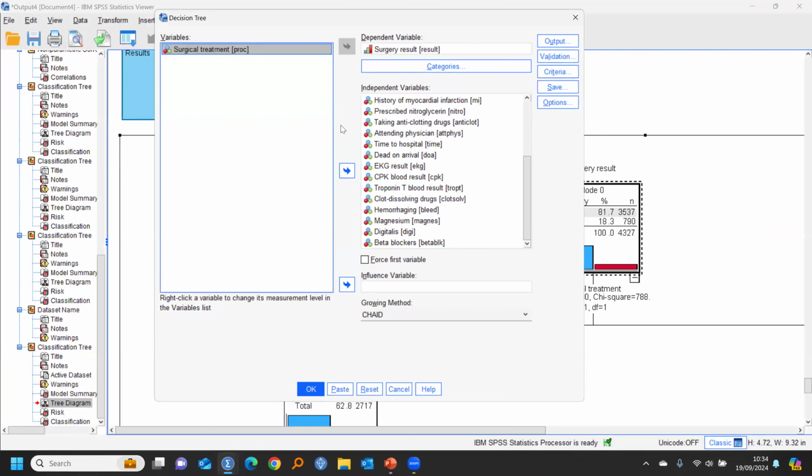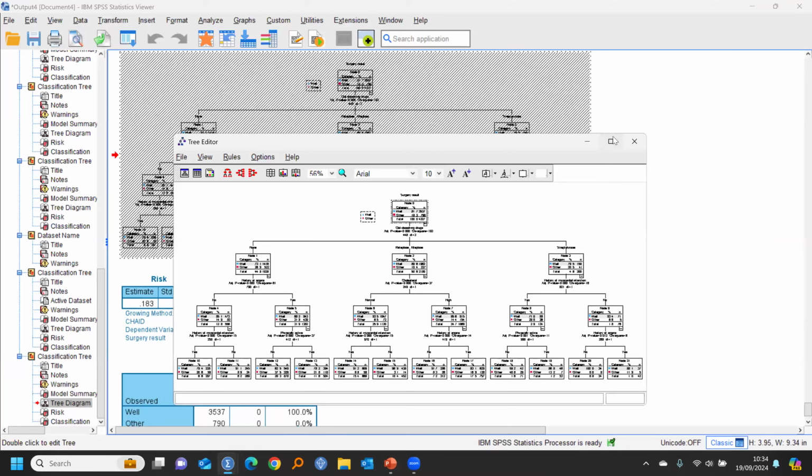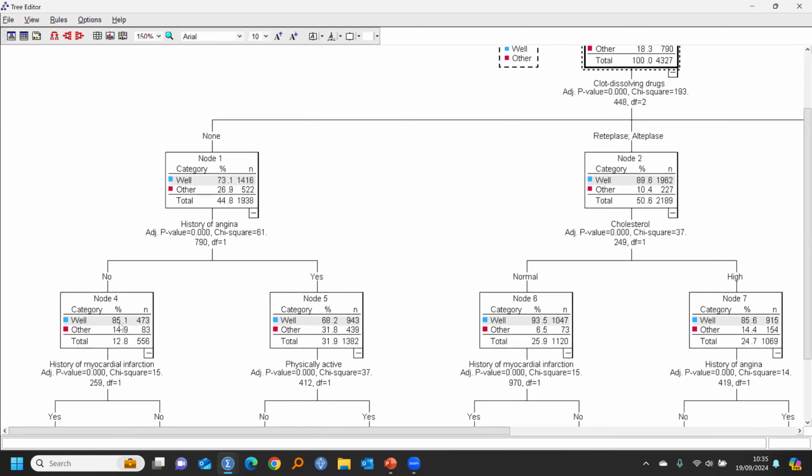Let's take that out and say, ignoring the surgical treatment, what drives people's survival? Or sorry, people having a good surgical result. It doesn't always result in death, of course. And the next thing it picks is the type of clot-dissolving drug that they had. There are situations here where people say, okay, they had no clot-dissolving drug, but they had no history of angina. So 85% of those people don't need a clot-dissolving drug. They have a good outcome. If they did have a history of angina and they didn't have a clot-dissolving drug, then it's 68% well. So it's just a lower value.